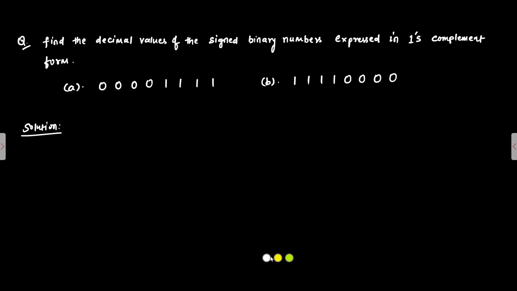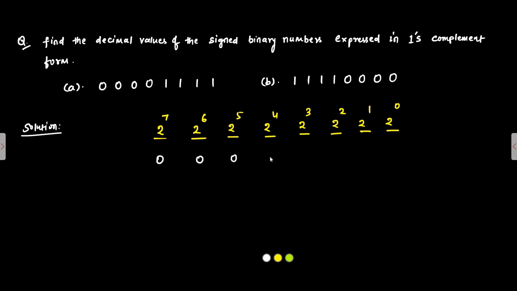For the first one, it's an 8-bit number, so first we have to assign the weights: bit 7, 6, 5, 4, 3, 2, 1, 0. So we have 0, 0, 0, 0, 1, 1, 1, 1. The sign bit is 0 here, so it is a positive number. So the first step is the examination of the sign bit.